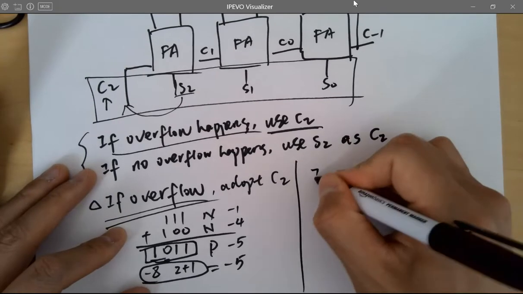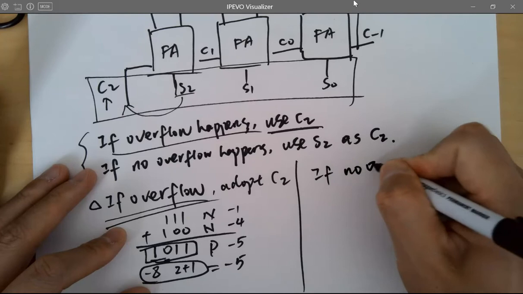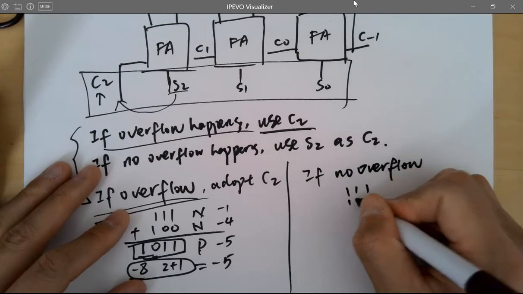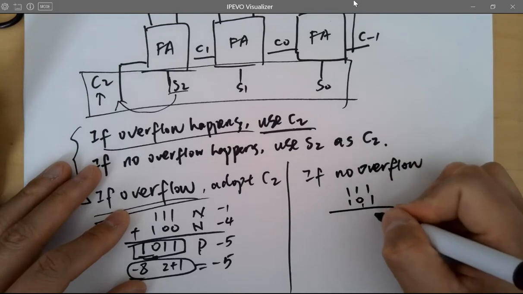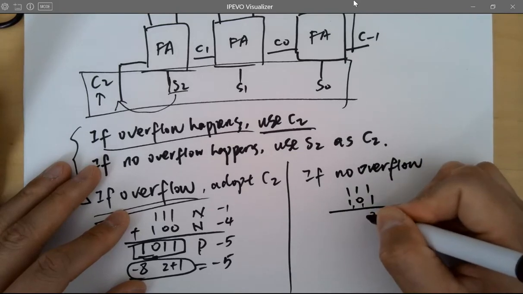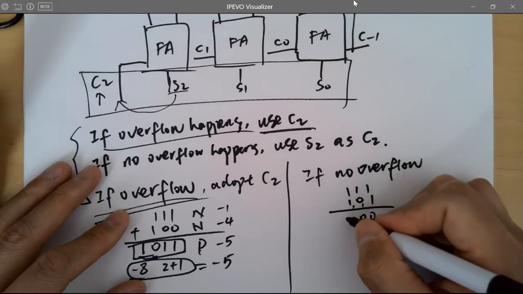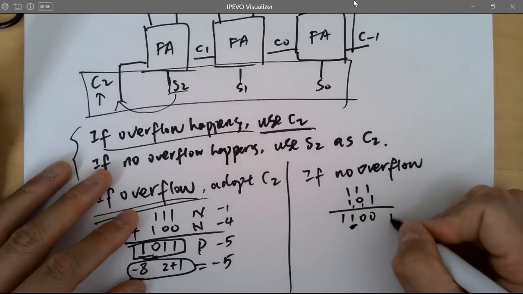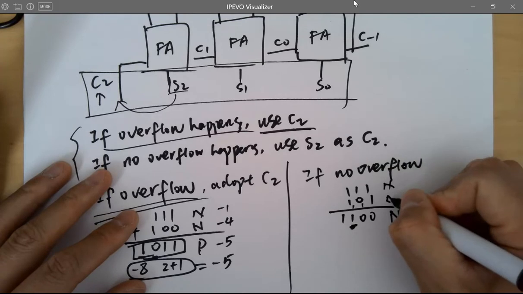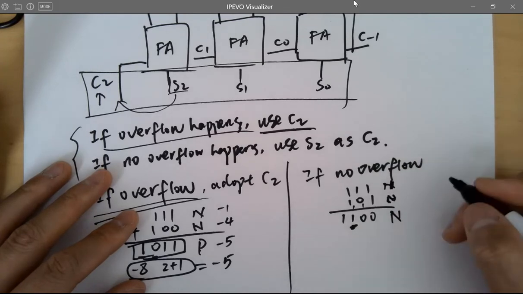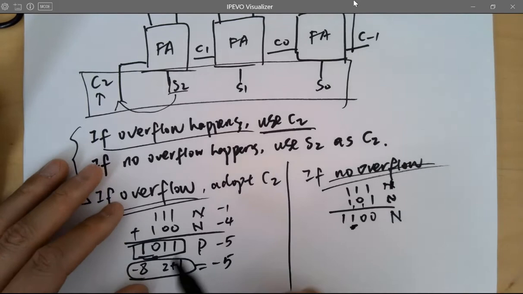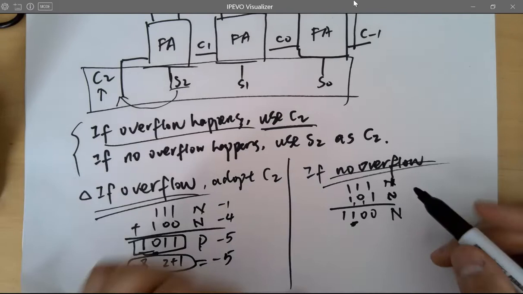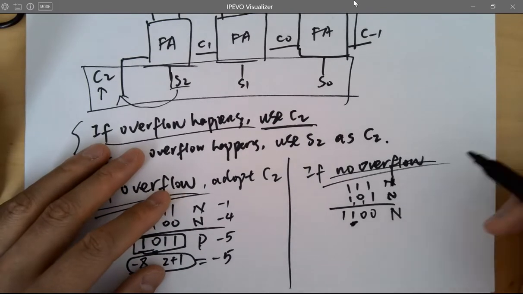So if no overflow, for example, 111 plus 101, it's getting a 0, 0, and it's 1, 1. So this is 1, so that's why it's considered as n. So it's n plus n getting an n. And so no overflow, right? Because overflow only happens when n, n you're getting a p, or p, p you're getting an n. But now it's n and n, so there's no overflow.